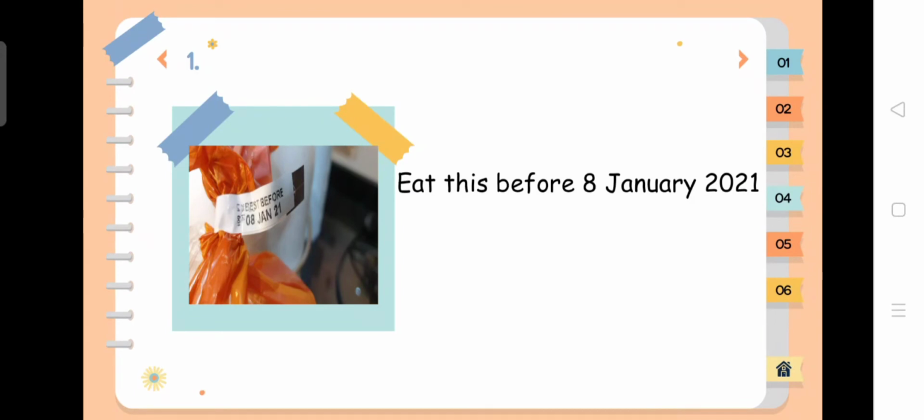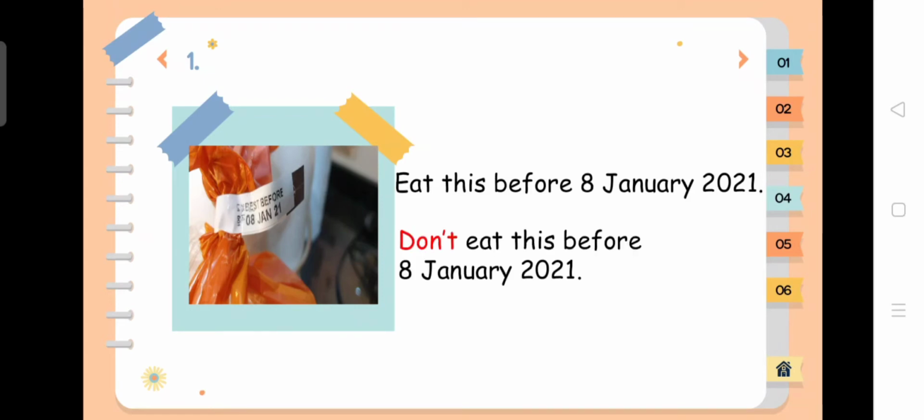Number 1. Eat this before 8 January 2021. First of all, you need to identify whether this sentence is affirmative imperative or negative imperative. Yes, this sentence is affirmative imperative form. So what you have to do is change it to negative form. Have you got your answer? Okay, let's check. The answer is don't eat this before 8 January 2021.